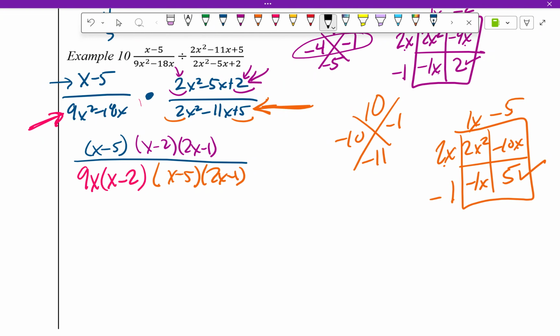What do I get to cross out? Just negative 5? X minus 5. Okay, what else? 2x minus 1. Anything else? Ooh, interesting. What's left in the numerator? There's always something there. It's an invisible 1. So it's not 0. It's an invisible 1. I'm glad this one came up. So 1 over 9x would be left behind. Okay? Any questions on number 10?